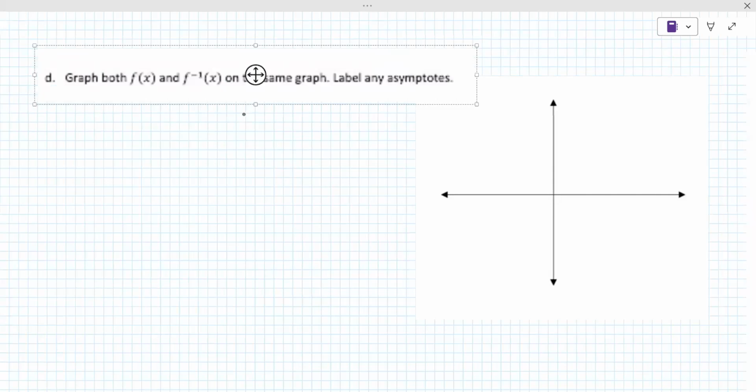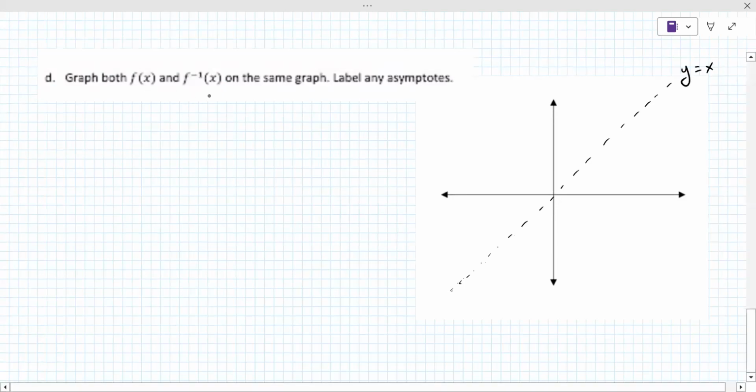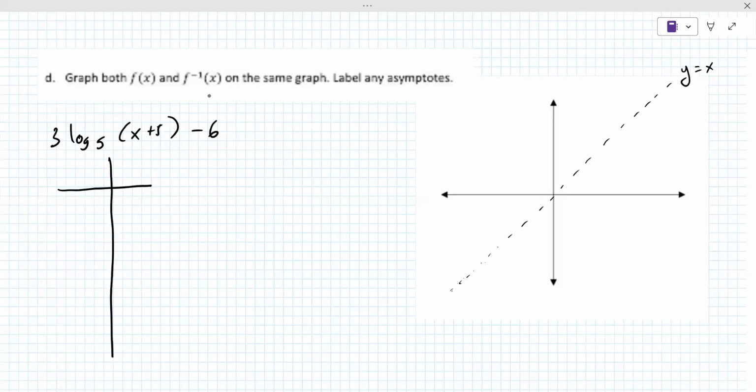The main thing to remember about the inverses when you're graphing them is that they are reflected over the line y equals x. They're kind of a mirror there. So the first one, 3 log base 5 of (x plus 5) minus 6. We really needed some points to do this properly. It would also help with the inverse. So I think that's probably the best way to do this.